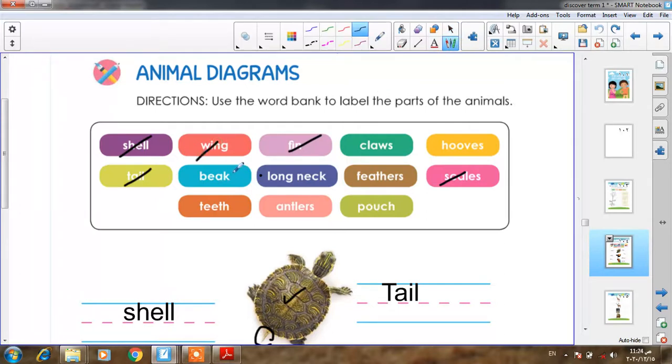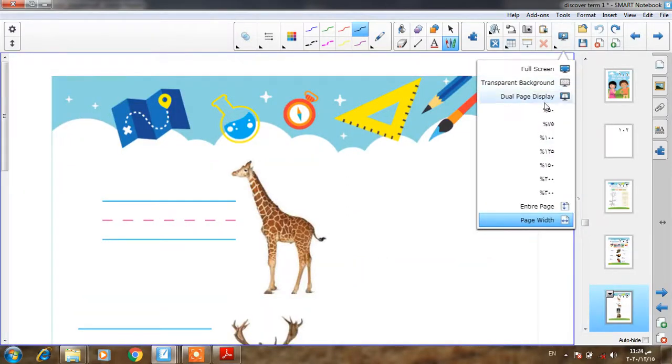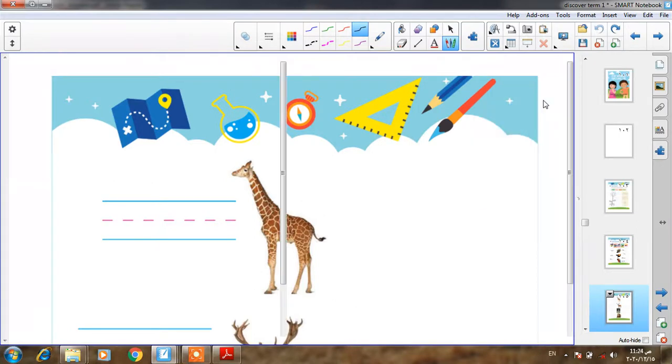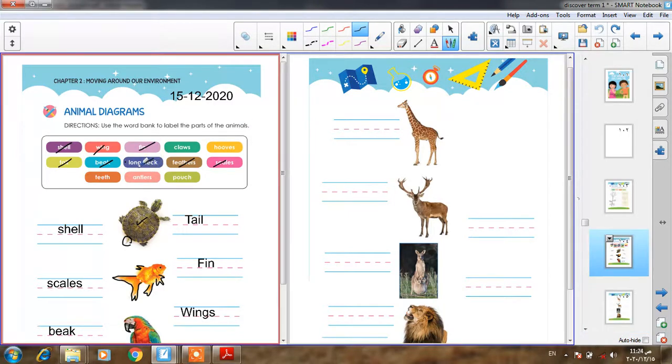Okay. Let's continue. This giraffe has what? Think with me. This giraffe has a long neck. Excellent. So this giraffe has a long neck.